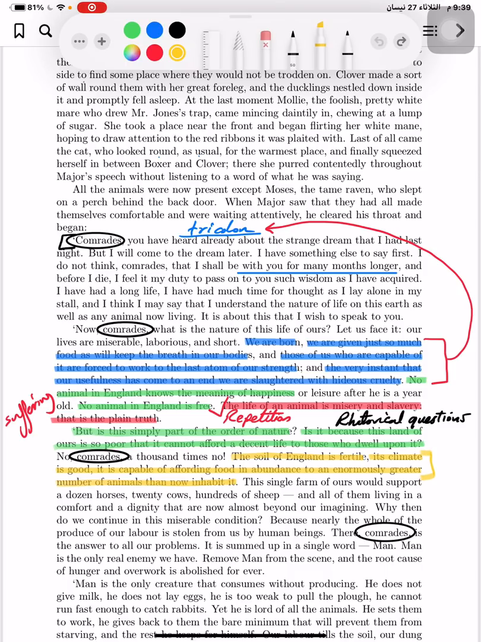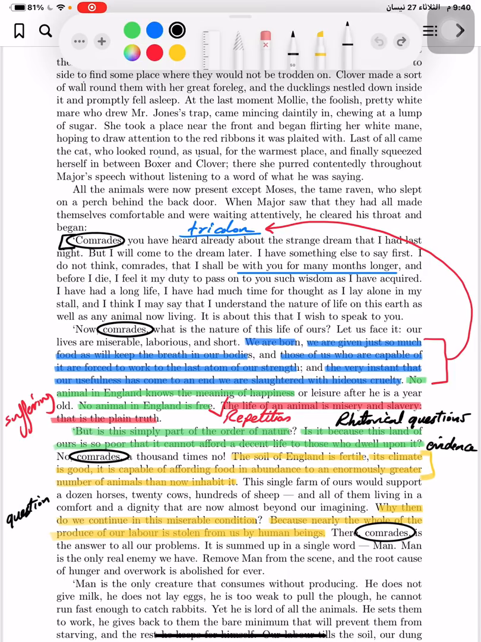After that, a question-answer technique is followed. Why then do we continue in this miserable condition? The answer is because nearly the whole of the produce of our labor is stolen from us by human beings. So this structure helps listeners to identify how they are being exploited from time to time.